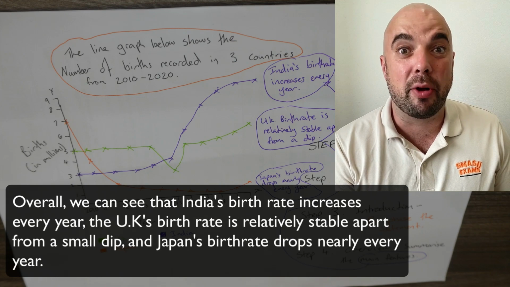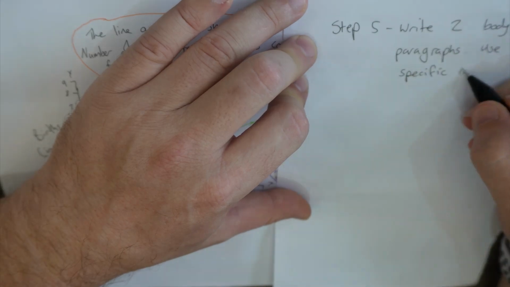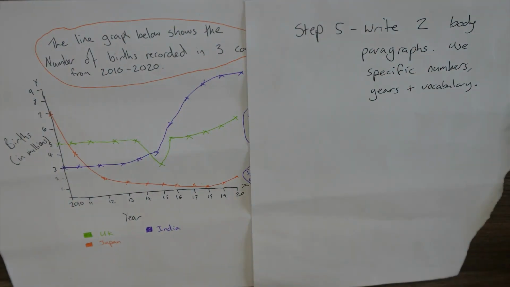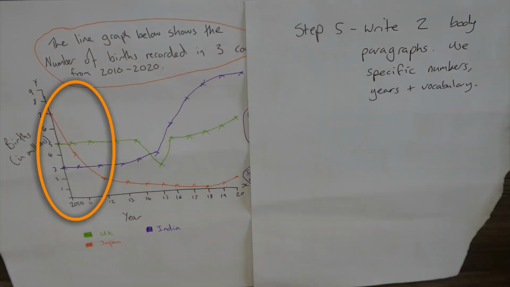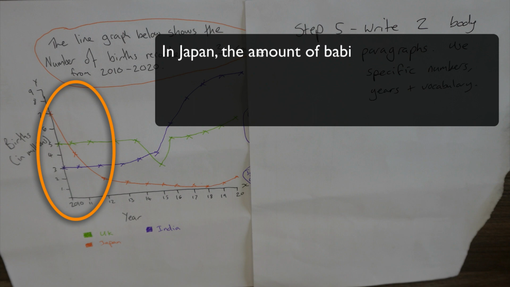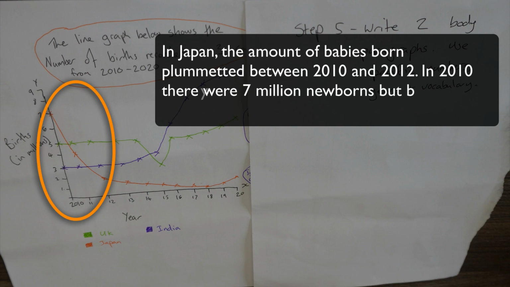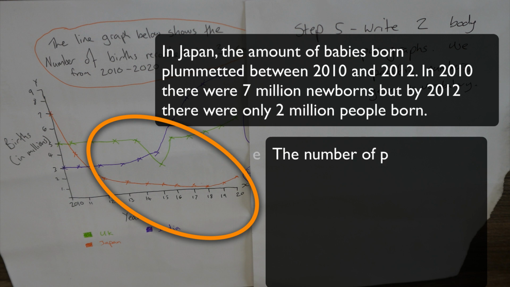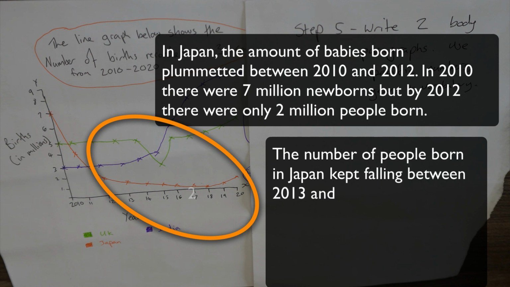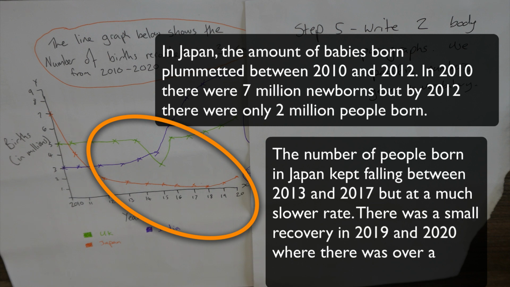Now we just need to write the body paragraphs where we're going to go into a little bit more detail. So now we need to write the 2 body paragraphs. We need to use specific numbers and vocabulary from the chart or graph. So I've decided to look at Japan. In Japan, the amount of babies born plummeted between 2010 and 2012. In 2010, there were 7 million newborns, but by 2012, there was only 2 million people born. The number of people born in Japan kept falling between 2013 and 2017, but at a much slower rate. There was a small recovery in 2019 and 2020, where there was over 1 million babies born.